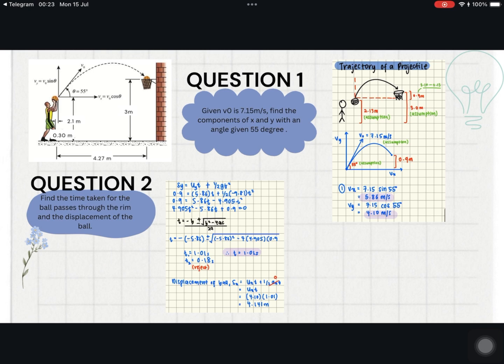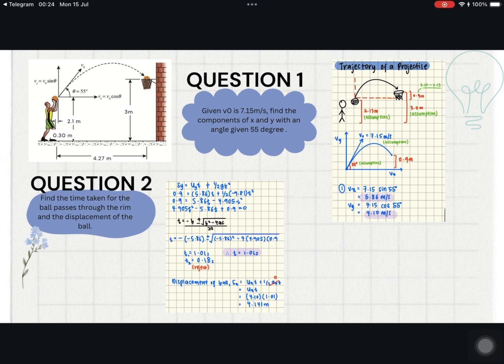For the second question, they ask us to find the time taken for the ball to pass through the rim and the displacement of the ball. We already have the height of the ball when it touches the rim, which is 0.9 meters, and we can use the formula s equals ut plus 1 over 2 gt squared. We will use the y components here because the height of the ball is the y component. So just sub in the values and we will find the times when the ball is at 0.9 meters high, and we will accept 1.01 seconds because it's the higher value compared to the other value.